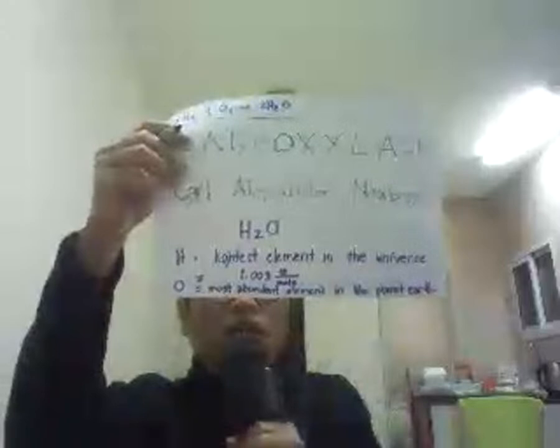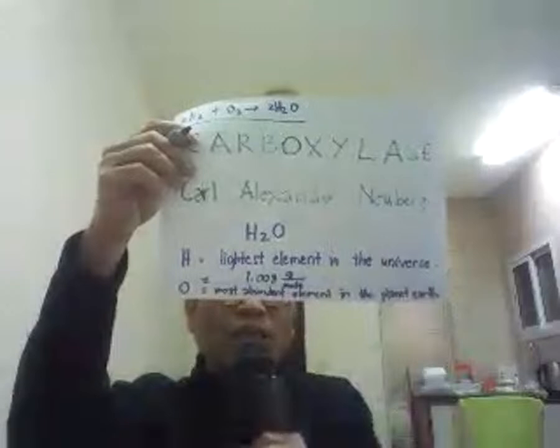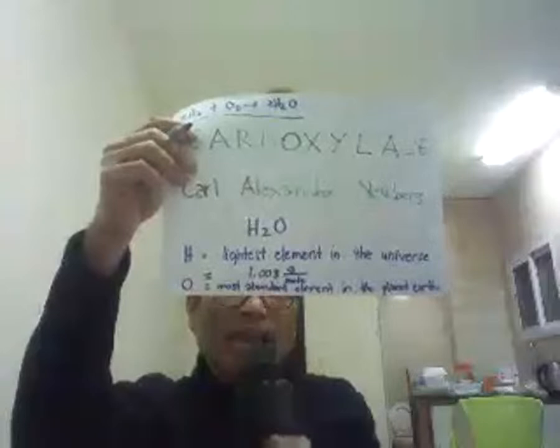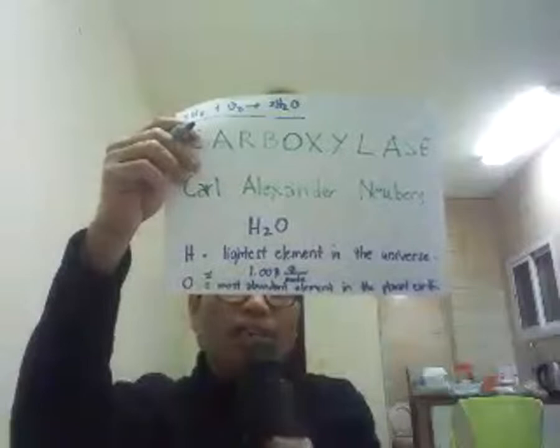If we think of the free air, which is composed of 21% oxygen and 79% nitrogen in the atmosphere that God gave to us, you may wonder why nitrogen is not the abundant element, since it is greater than oxygen. I'll explain later. Oxygen is the most abundant element in the planet Earth, while hydrogen is the lightest element in the universe. Why did I say that oxygen is the most abundant element on Earth, not nitrogen?